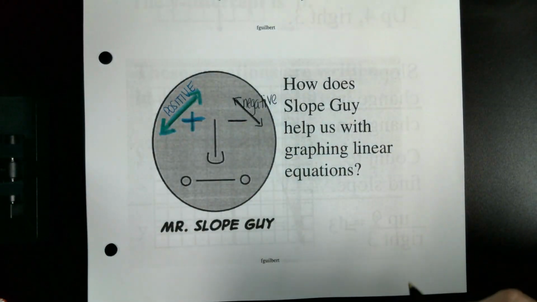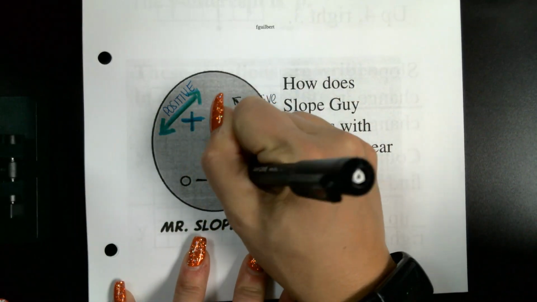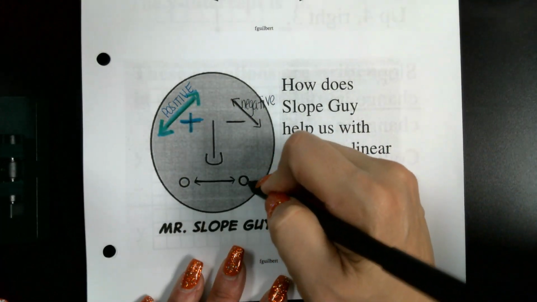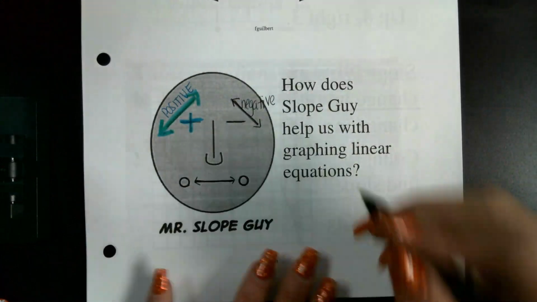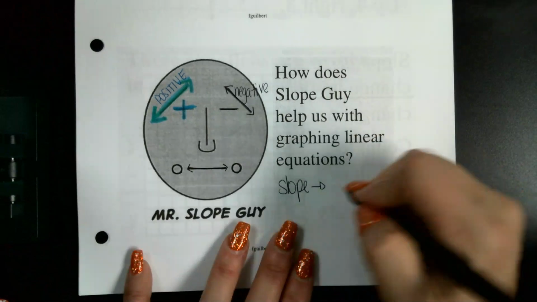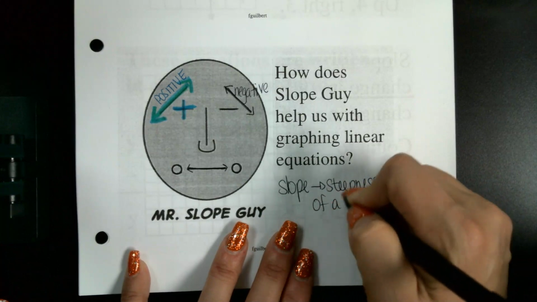And our slope can be written as whole numbers or fractions. Your slope is never going to be written as a decimal, so that is something that you want to keep in mind. If you have a line like this, just straight across, then your slope is 0. Because slope, I guess I should have mentioned that, slope is basically how steep a line is. So I'm going to write steepness of a line.